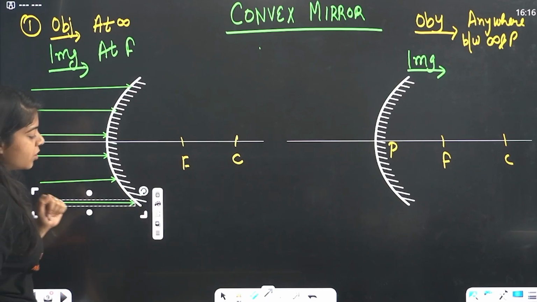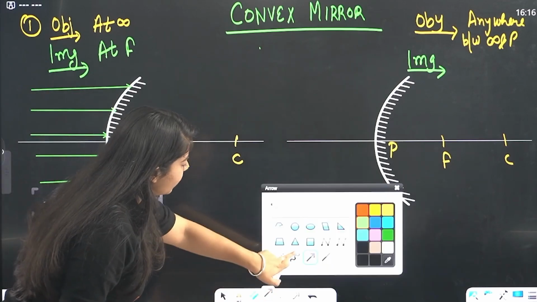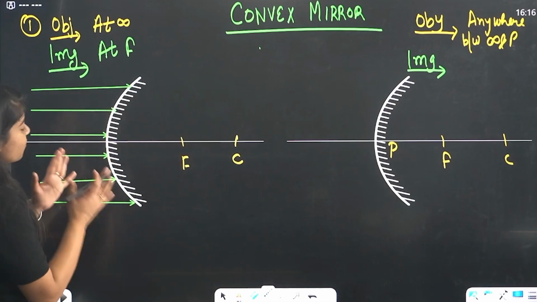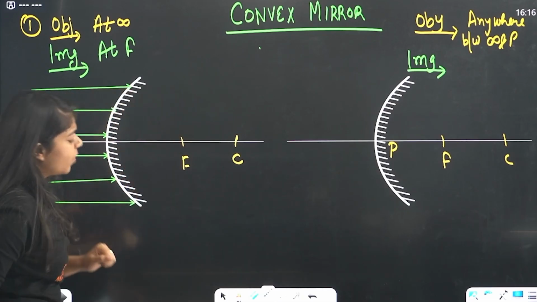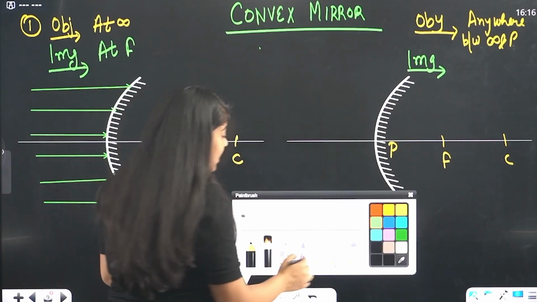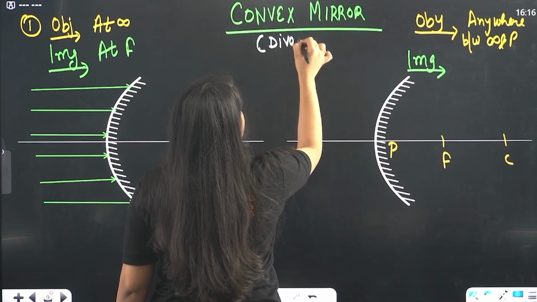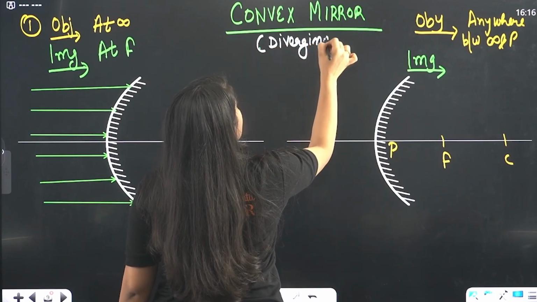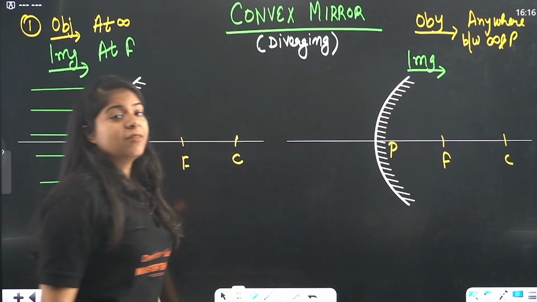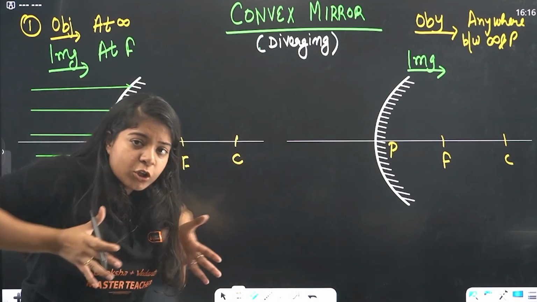Okay, so all the rays are coming. But now beta, what will happen? These rays will not converge. Now what is this word? These rays will not converge beta. These rays will diverge. That's why we are calling it a diverging mirror. Diverge means it is not meeting at a point, it is going away.